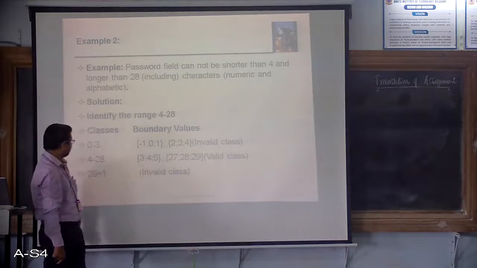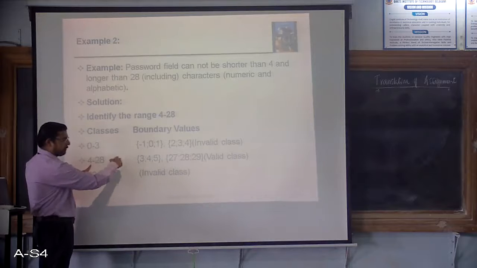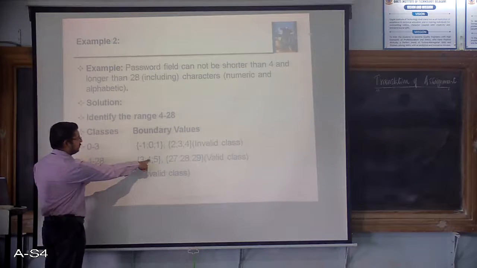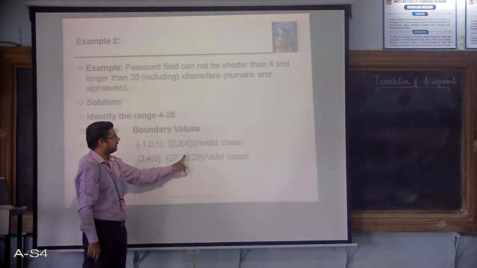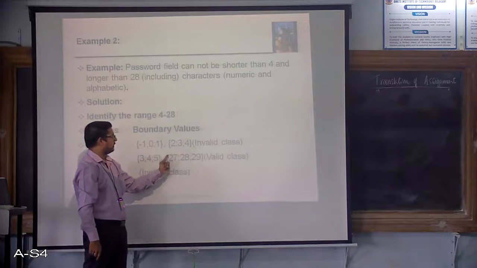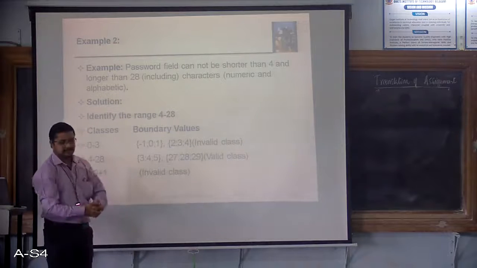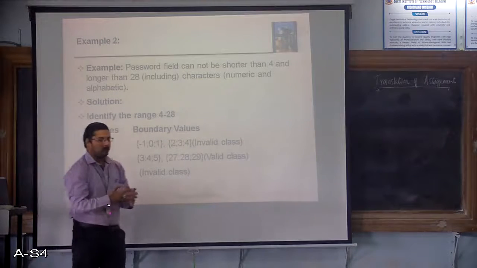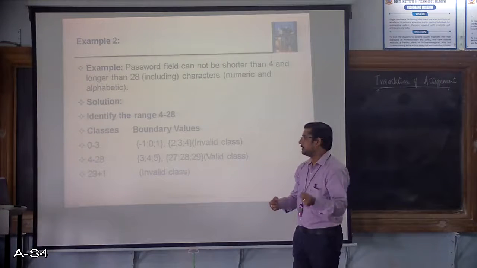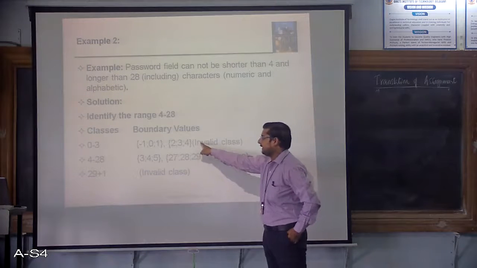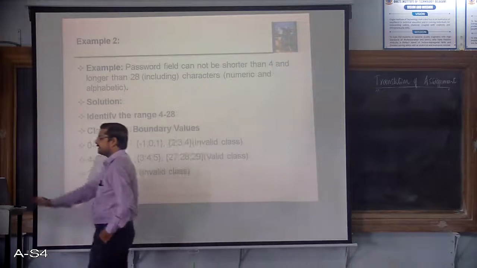This is the invalid class. Again for 4 to 28, this is the valid class. How am I going to write it? 4 is the value, minimum minus 1 is 3, minimum plus 1 is 5. 28 is the maximum value, 28 plus 1 is 29, minus 1 is 27. Again if it exceeds 29, we will conclude it as an invalid class. So this is the way to find valid and invalid equivalence partition classes. 0 to 3 is invalid, 4 to 28 is valid, 29 plus is an invalid class.